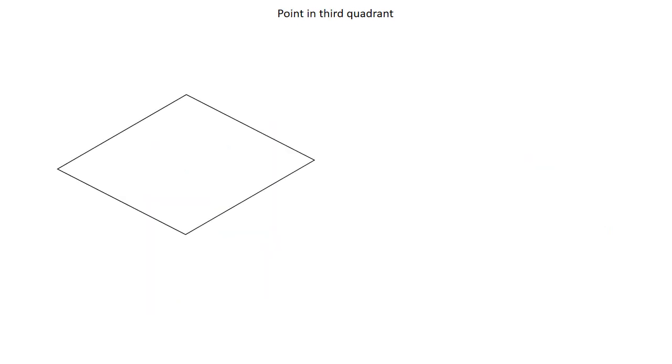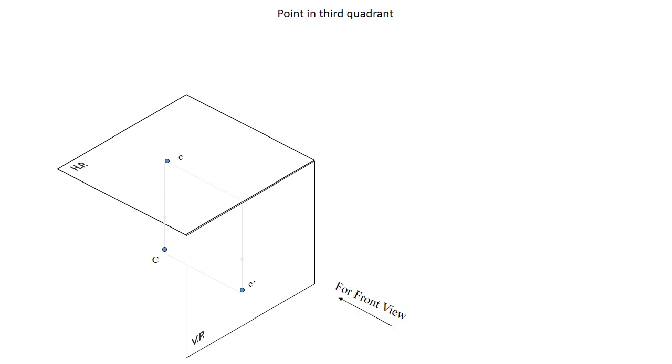Third case, point is in the third quadrant, horizontal plane, vertical plane. This is the case of the third quadrant. Suppose point C lies in the third quadrant and its projections come as C dash as a front view and C as a top view. If the observer sees in this direction, we get the front view. That's why the front view comes in the vertical plane as C dash. If the observer sees from the top side, we get the top view in the horizontal plane.